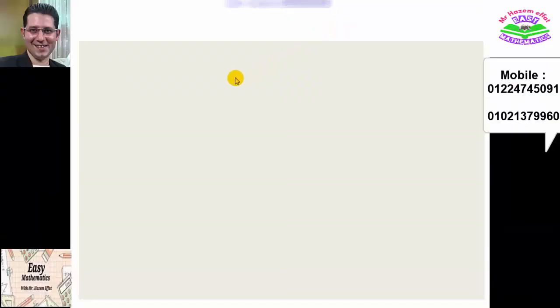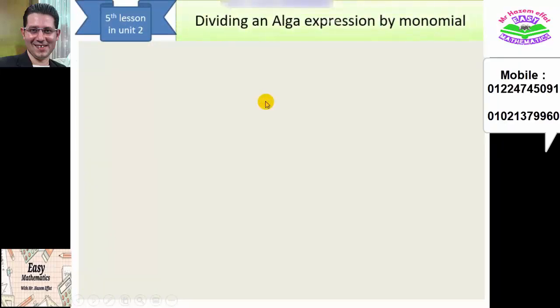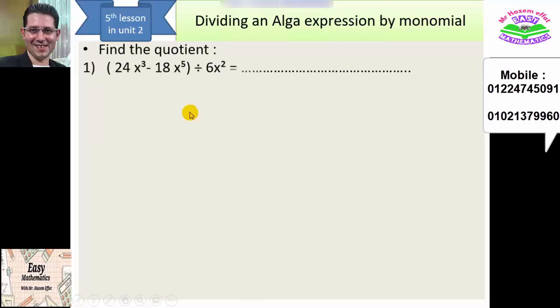Hello, my dear students. Today we're going to talk about the fifth lesson in Unit 2, dividing an algebraic expression by a monomial. Find the quotient. Exercise number 1.